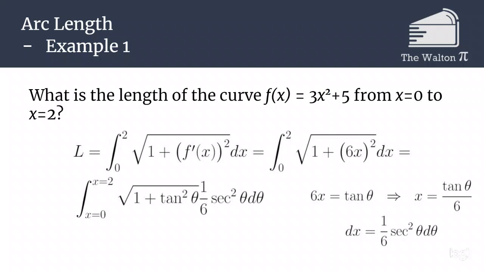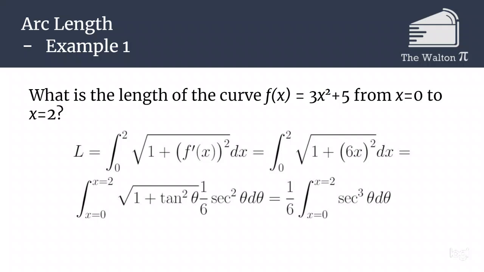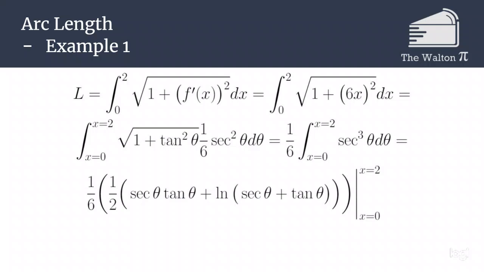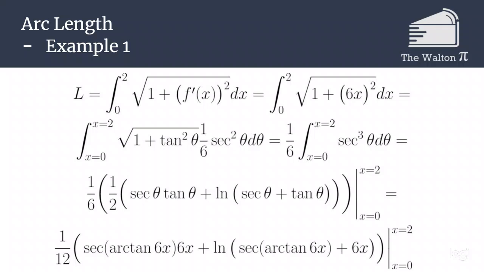We are then able to get the square root of 1 plus tangent squared theta times 1/6 secant squared theta d theta, which is 1/6 the integral of secant cubed theta. If you need to integrate it, feel free to check out my video on how to integrate secant cubed. But the integral of secant cubed is this monstrosity. We evaluate that from 0 to 2, and so this becomes 1/12 secant of arctangent of 6x times 6x plus the natural log of secant of arctangent of 6x plus 6x, evaluated from 0 to 2.